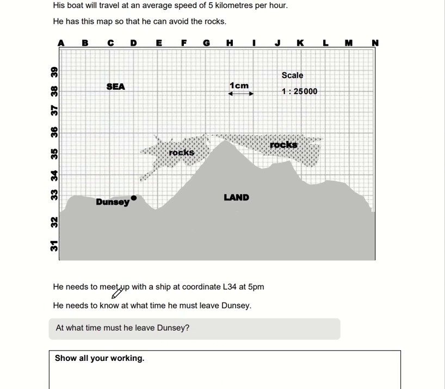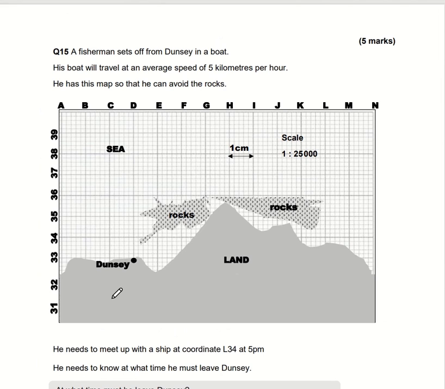Okay, question number 15. A fisherman sets off from Dunsey in a boat. His boat will travel at an average speed of 5 kilometers per hour. He's got the map to avoid the rocks. He needs to meet up with a ship at coordinate L34. So we're going across to L and then down to 34. So he's meeting a ship here. And he needs to get there for 5 p.m. So he needs to know what time he must leave Dunsey.